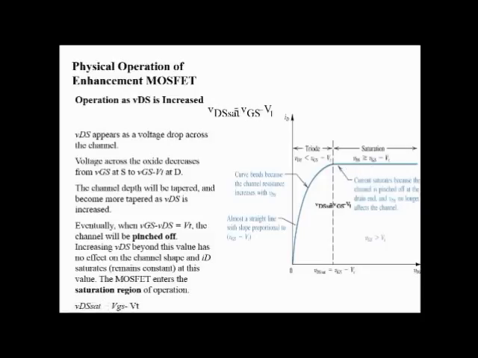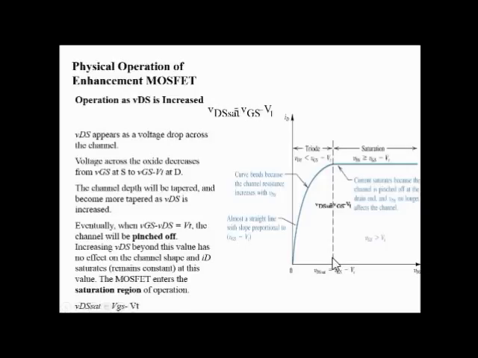Eventually when VGS minus VDS is equal to the threshold voltage, the channel will be at the pinch off. This line is called the pinch off, and this potential is called the pinch off potential. Further increasing VDS beyond this value has no effect on the channel shape and ID saturates, or you can say the ID current remains constant and flows in the saturation region. So the MOSFET enters the saturation region of operation whenever VDS is beyond the increased value. So VDS to reach saturation is equal to VGS minus VT.